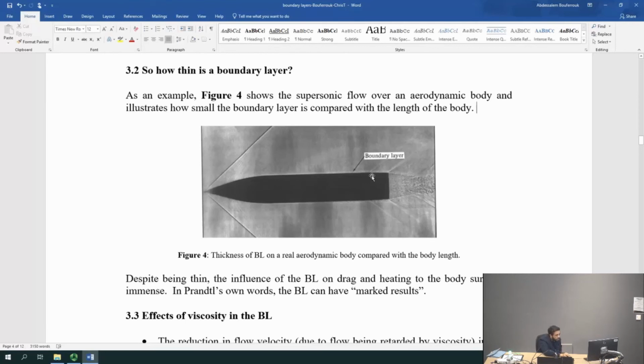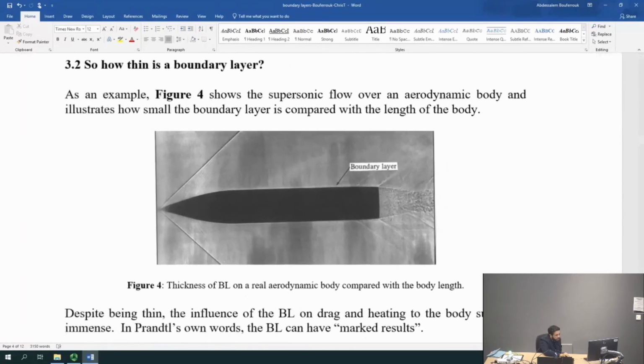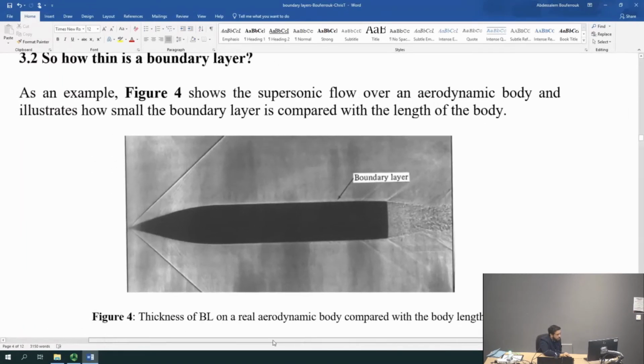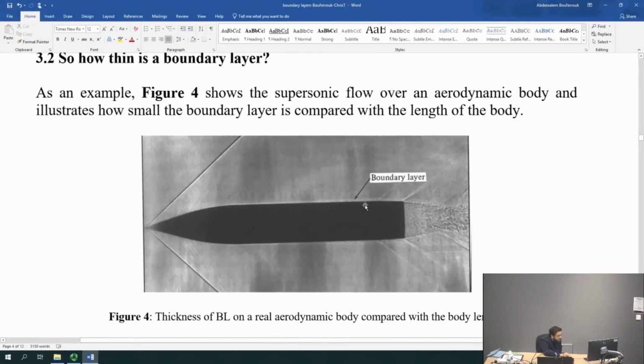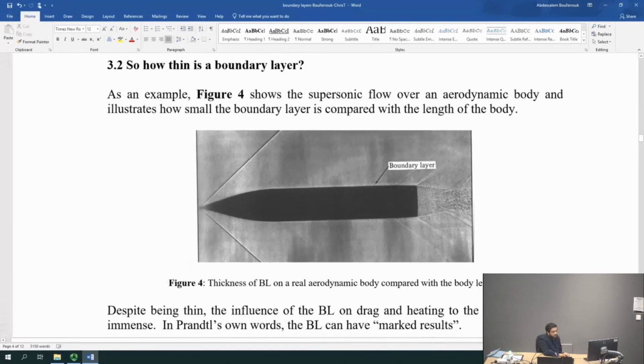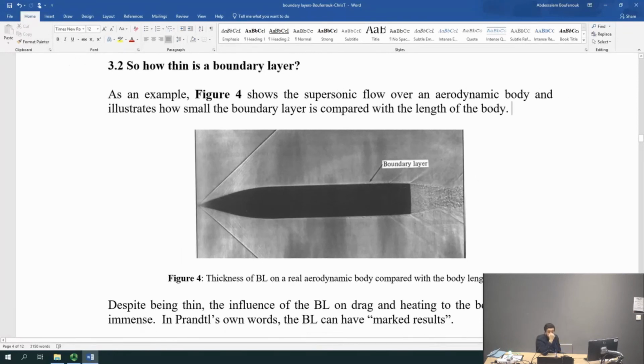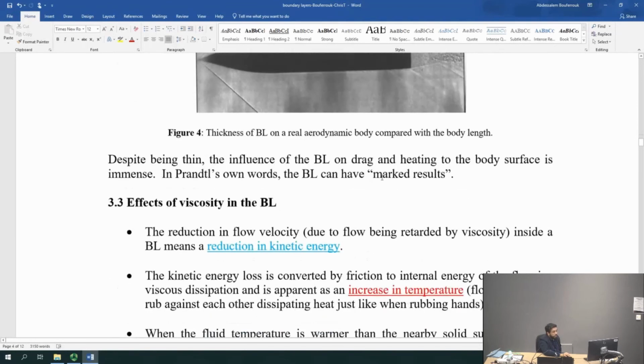So if you look very carefully, let me zoom in. This is the boundary layer here, and you can see it's quite thin compared to the size of the body. And this is what we expect in real life. However, as I always tell you, its effect is still quite significant on the body itself. In the words of the great Prandtl himself, he said the boundary layer had marked results on the body in terms of the forces.